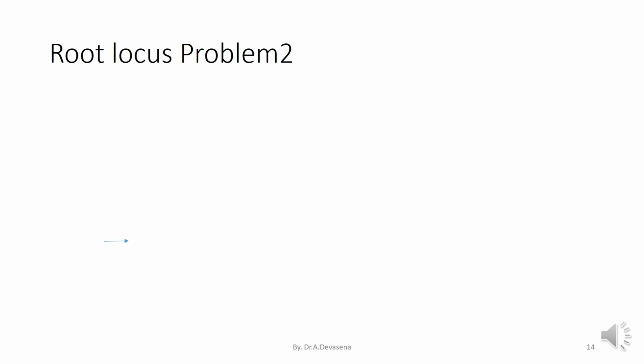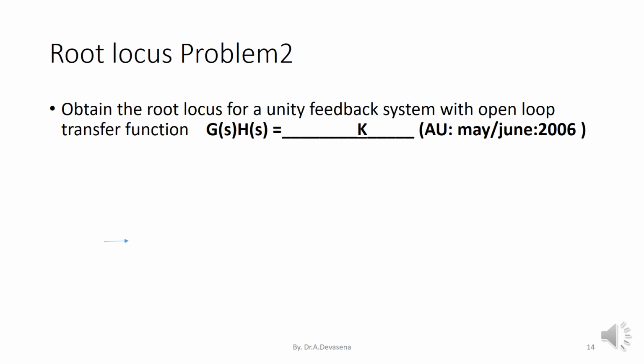Let us solve the next root locus problem. The problem statement is: obtain the root locus for a unity feedback system with open loop transfer function G(s)H(s) equal to K divided by s into (s square plus 6s plus 25). This question was asked in a university exam, May-June 2006.